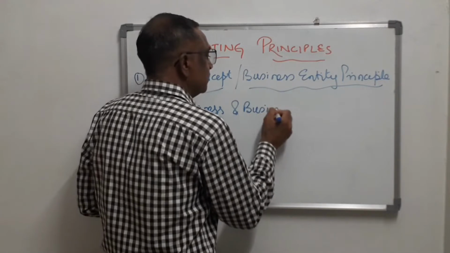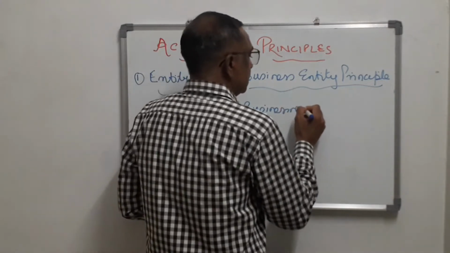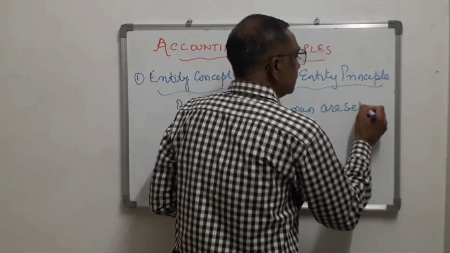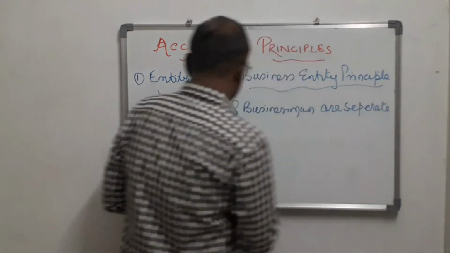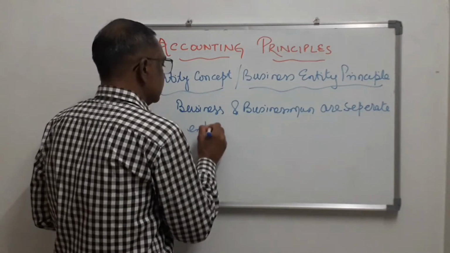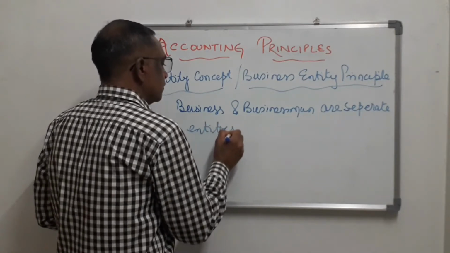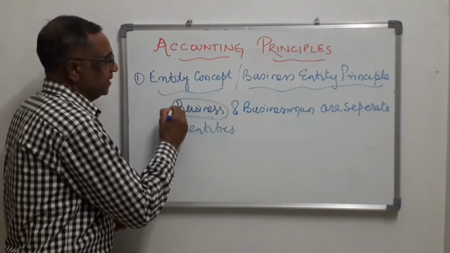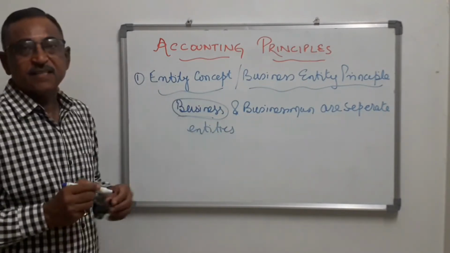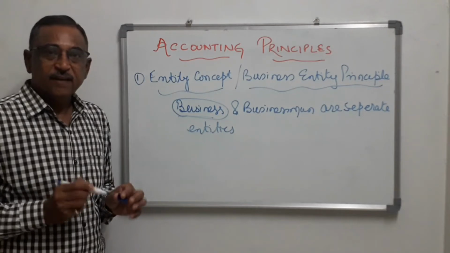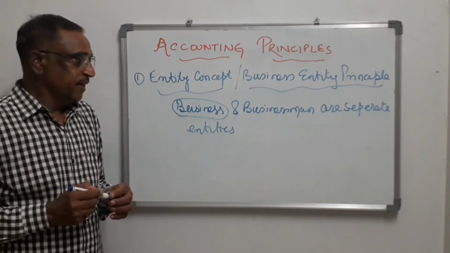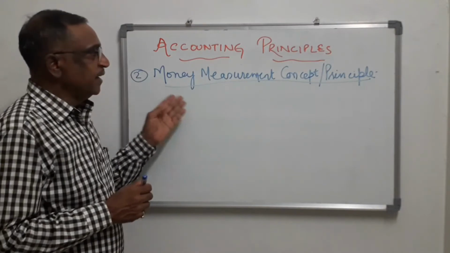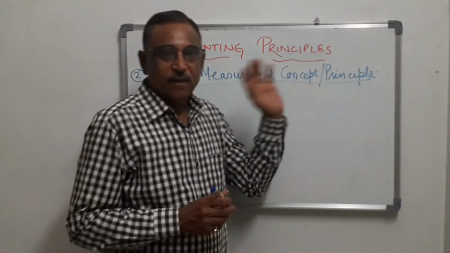Okay? So, we sum up: business and businessmen are separate entities, and we pass entries from the point of view of business. Clear? Now we move on to the money measurement concept or principle.